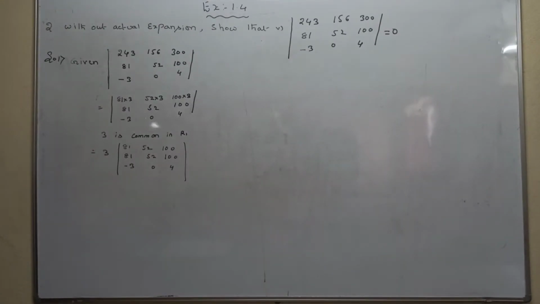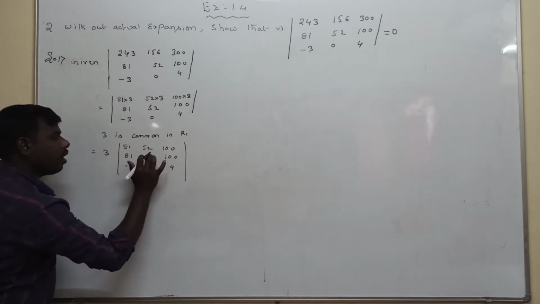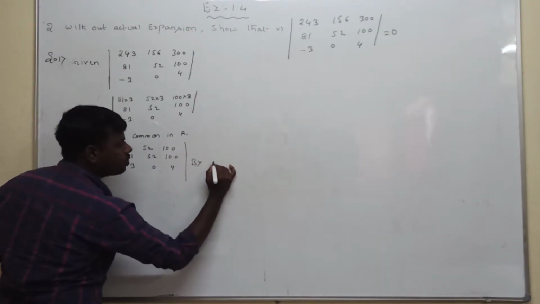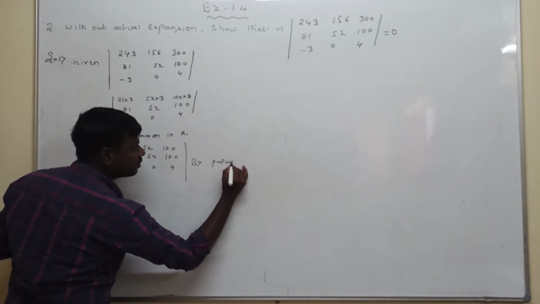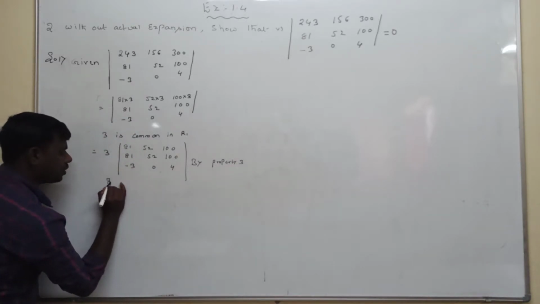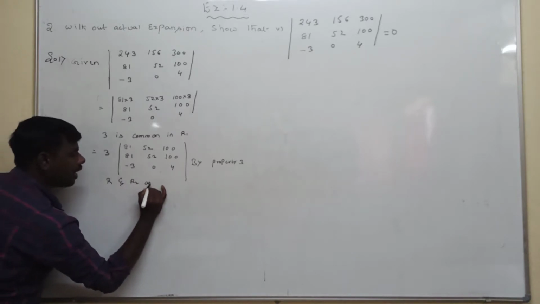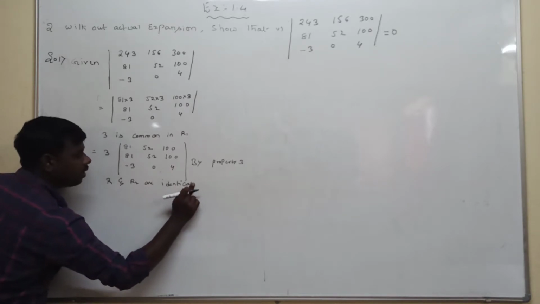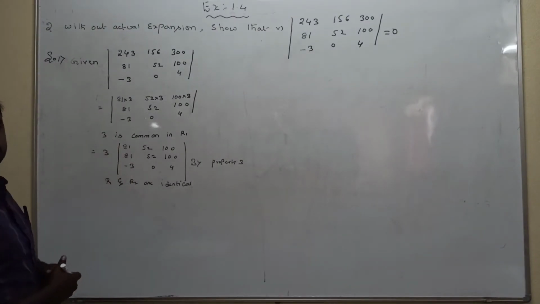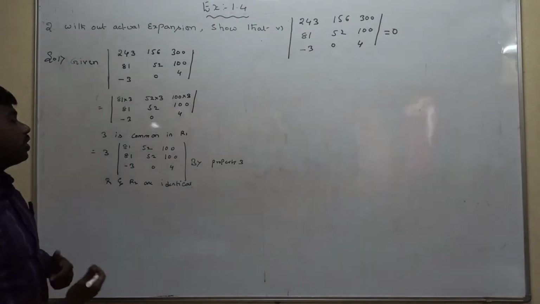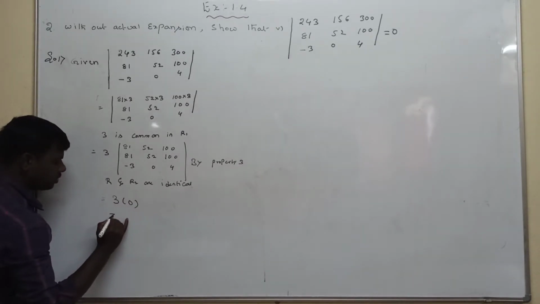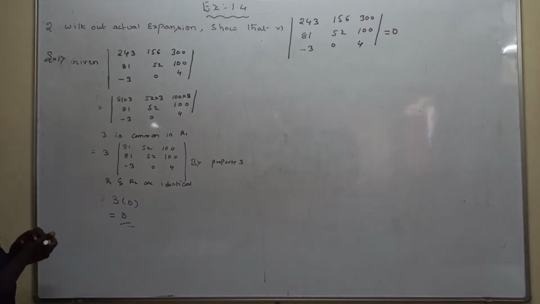Observe here, friends, are any rows or columns the same? The first row and second row, all the elements are the same. That's why, by using the property, the first row and second row are identical. Identical is nothing but the same. Whenever two rows or two columns are identical, the determinant value will be 0. That's why this total determinant value will be 3 into 0, which is 0. This is the solution for this question.